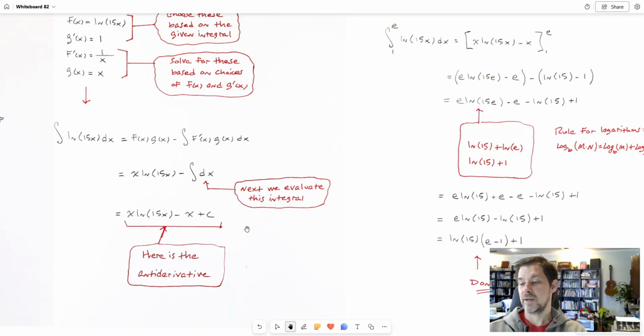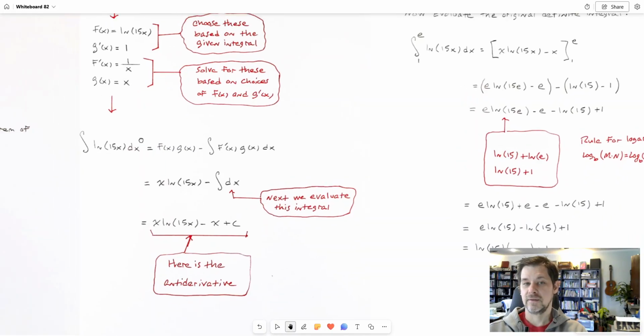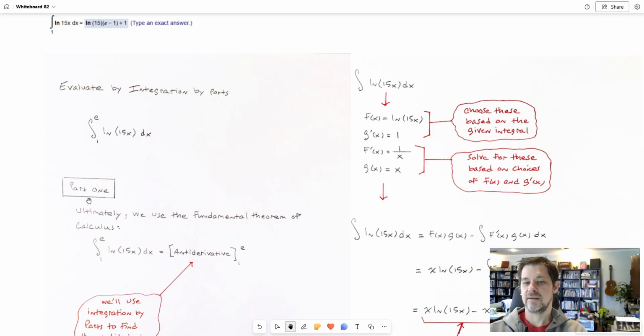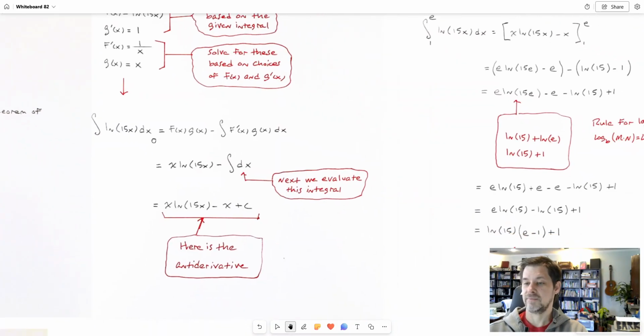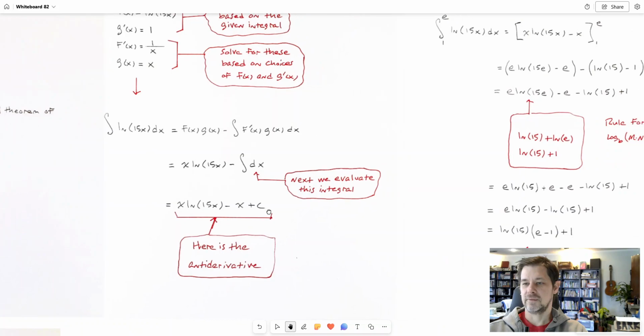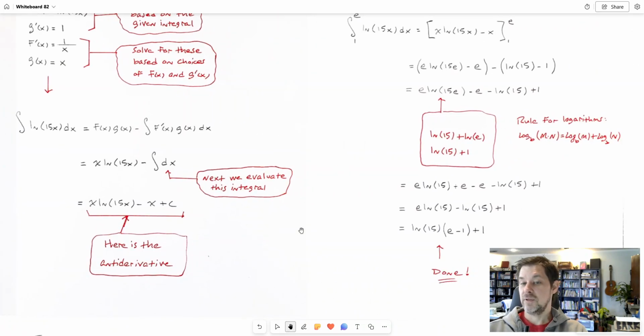Now, at this stage, I would have to evaluate this integral somehow. Maybe it would be easy, maybe it would still be difficult. This time it's easy. What is the antiderivative, the indefinite integral of 1 dx? It's x. So there it is. I have my constant of integration. That's the antiderivative. That's the thing I need ultimately to evaluate this indefinite integral. Okay, sorry, definite integral.